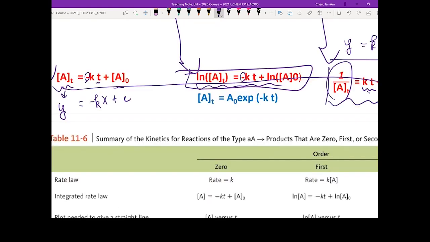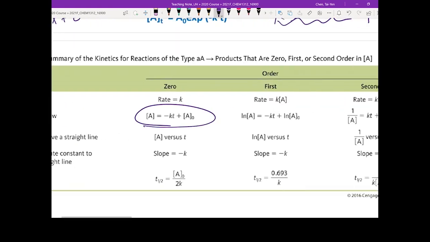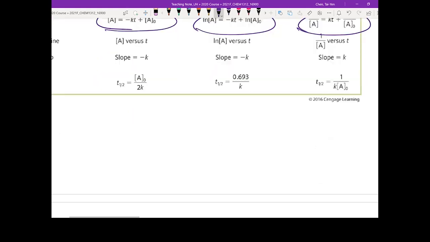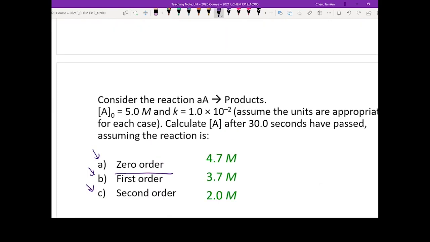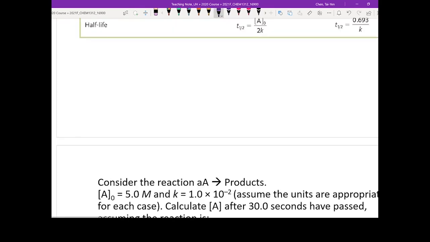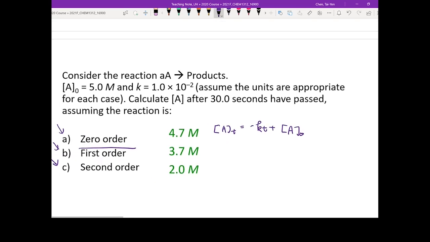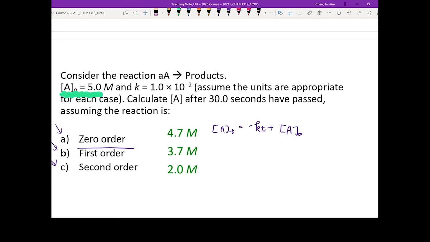Then we come to these 3 equations that you need to memorize. This, and this. So depending on the order they provide in the question, then you know which equation you should use, right? So let's start from the first one, zeroth order. The equation you need to use is this. Let me write here. We know your A at any given time t is going to equal negative kt plus your A naught. If you read through your question again, A naught is actually 5.0, right? That means this guy is 5.